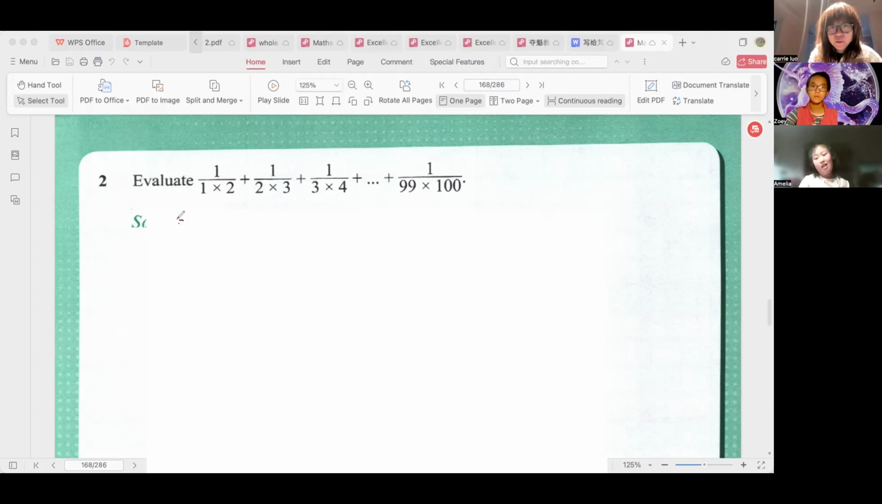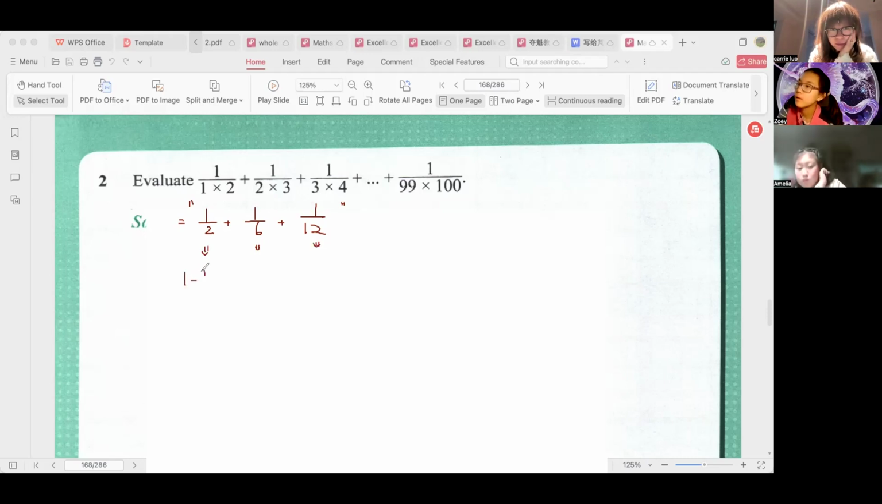Okay, so let's take a look at this one. So first, I want you to write down 1 over 2 plus 1 over 6 plus 1 over 12. Let's just do these three questions first. Then we apply all 99 times 100. Is that okay? Okay, so Zoe, I want to ask you, 1 over 2 equals what? 1 over 6 equals what? 1 over 12 equals what?